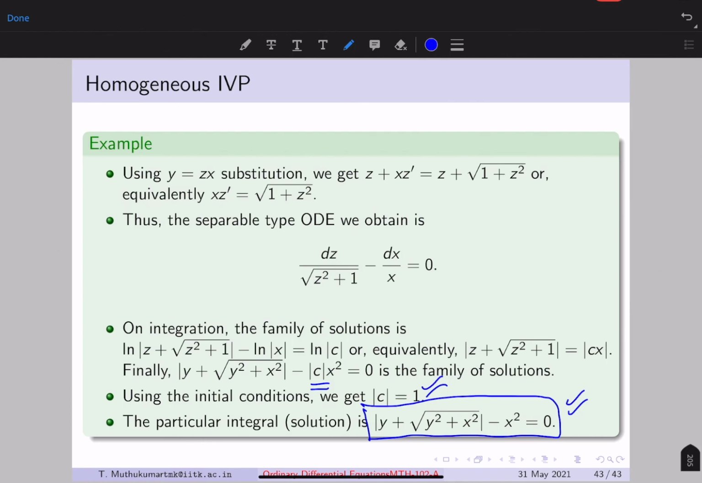So I will stop here with homogeneous ODE. We have done two types today. In the next lecture, we will do the third type, which is exact ODE.